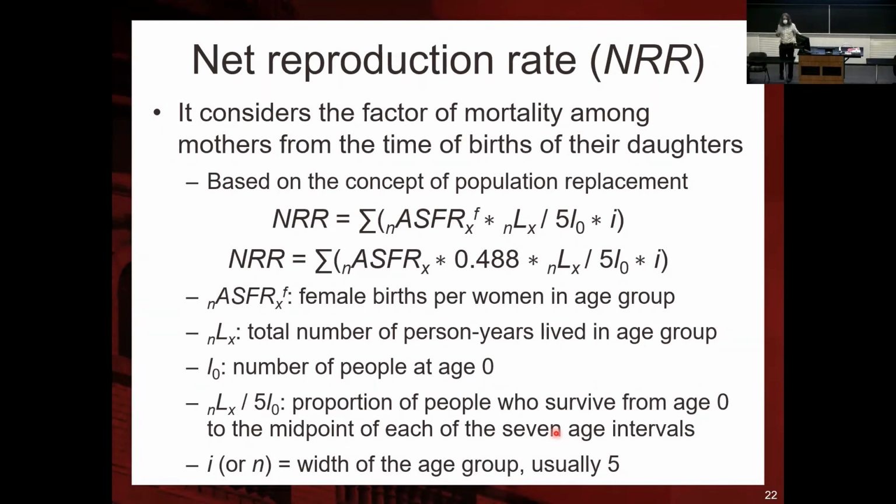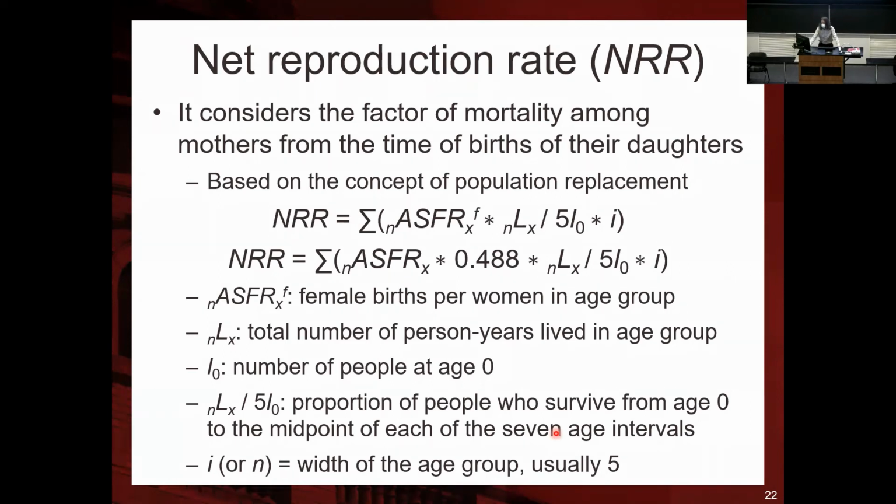A woman who is now 15 years old might have a daughter now, and she might die before reaching 49 years of age. So we have to discount the mortality of that mother. By discounting it, the net reproduction rate will always be lower than the gross reproduction rate because we are taking into account mortality.